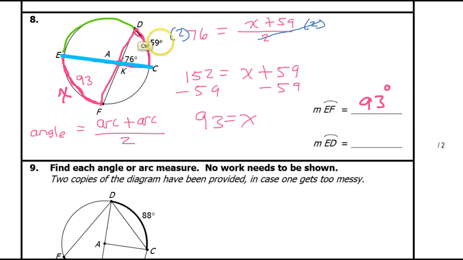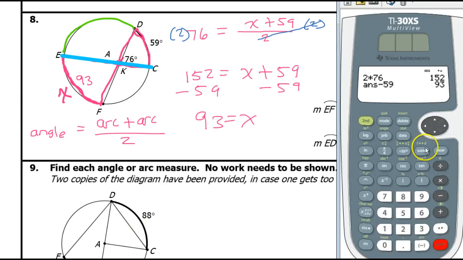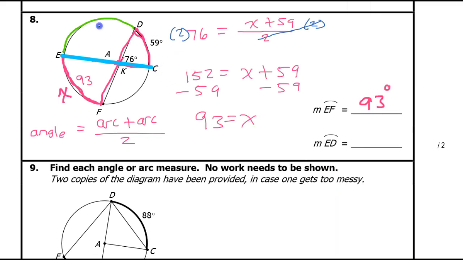Okay, that's my diameter. That means I have a semicircle going on up top. These have to add up to 180. So if I subtract 180 minus the 59 there, that leaves 121 for this green arc. Did I say 121? Yes. So that's what I have. So that's why this is 121 degrees.